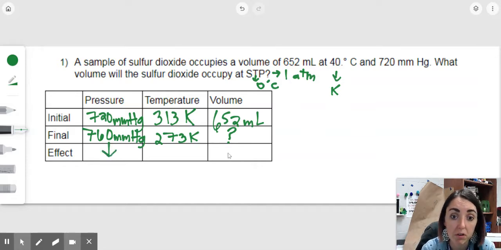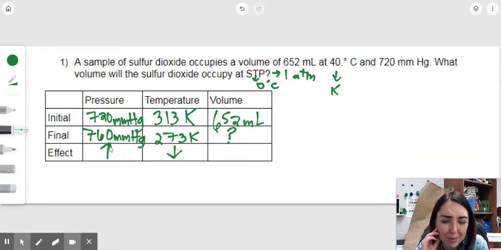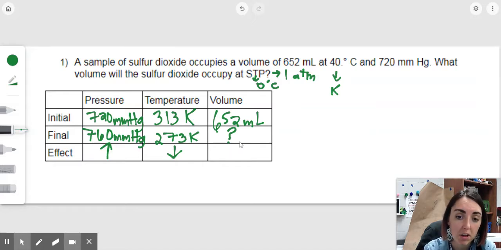All right, so my pressure goes up, my temperature goes down. But the problem is, what do I say for my volume? Because two different things are happening, and they're happening independent of each other. The pressure has no effect on the temperature, and the temperature has no effect on the pressure here. Those things are happening independent of each other. So I actually need to split my volume box in two.